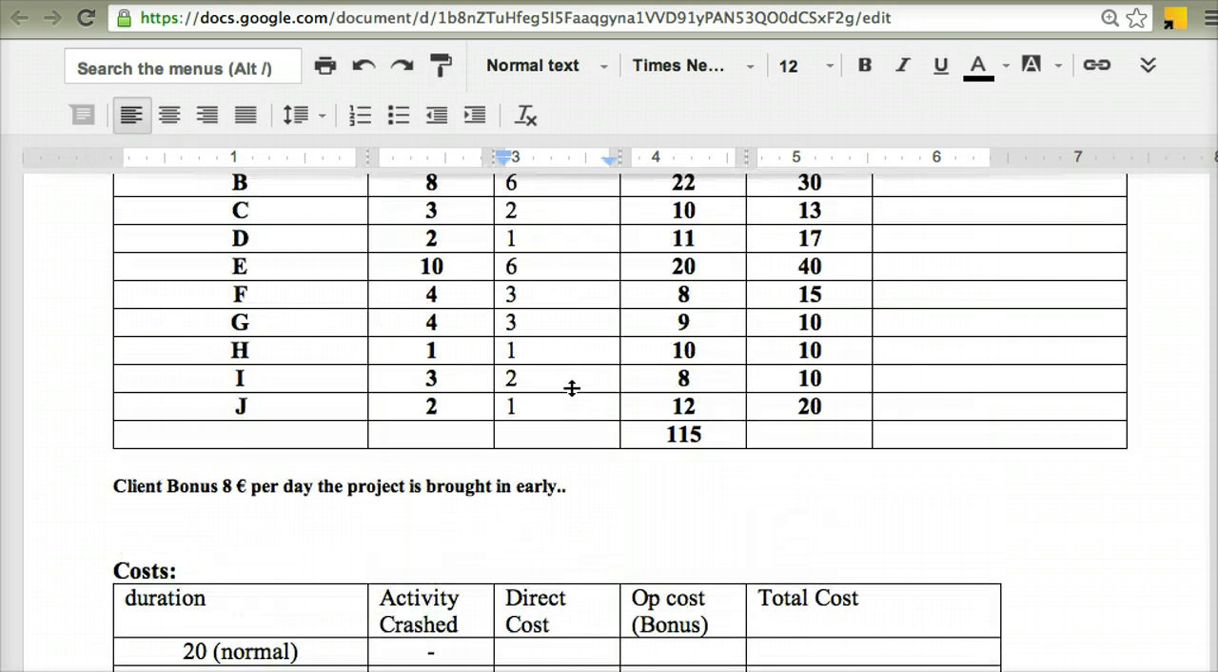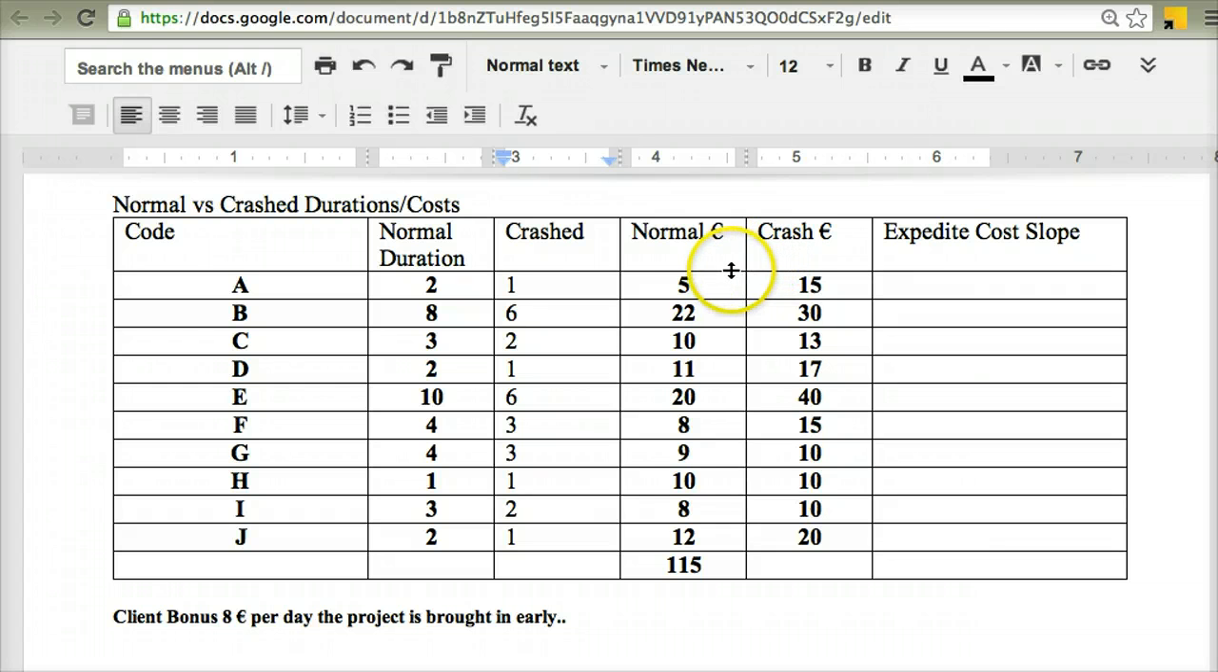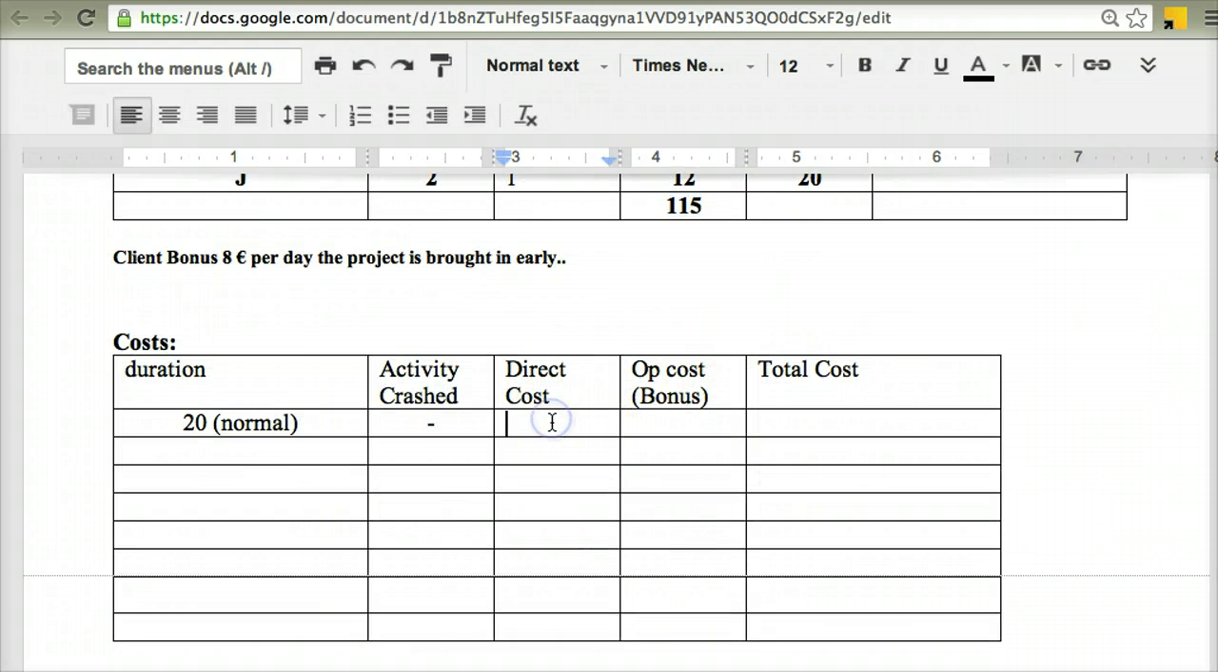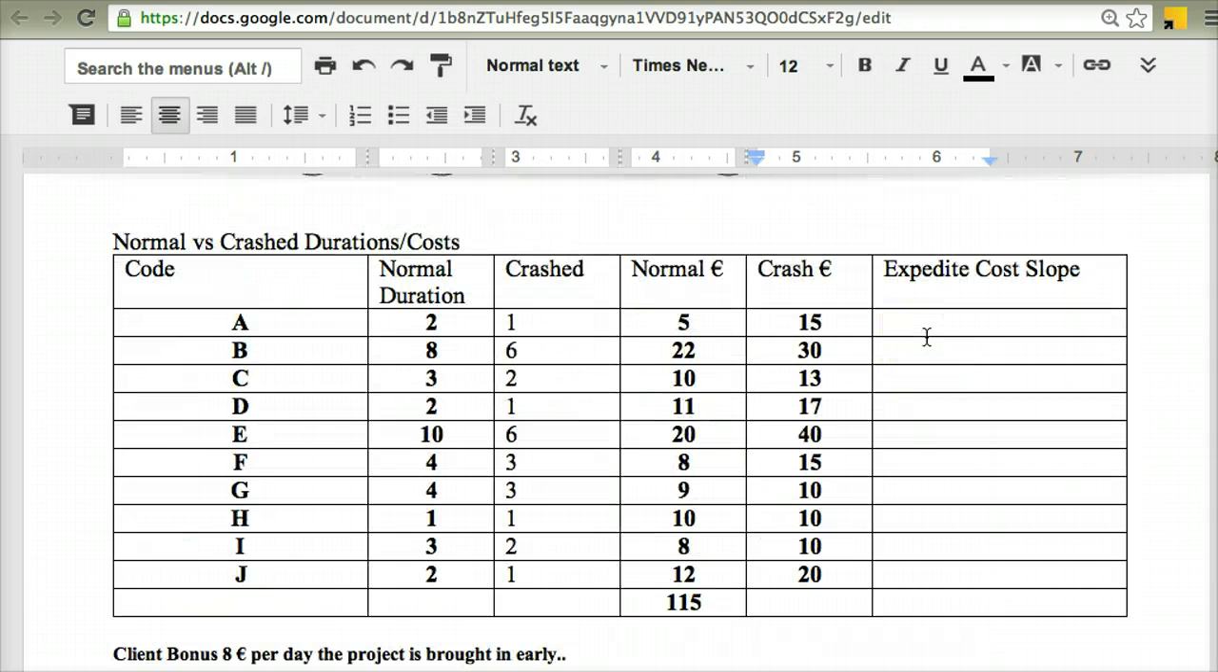And the direct cost is by completing every activity with the normal amount of cost, because I haven't crashed any activities yet. If I sum all of those values, I get the value down here at the bottom, which is 115. So at the moment my direct cost is 115 euro. The opportunity cost, or the bonus: we haven't crashed any of the activities yet, so I'm going to put a hyphen in there as well. And so the total cost at the moment is 115 euro. That's how much it would cost to complete this project based on the normal duration and the normal costs that I have before me.